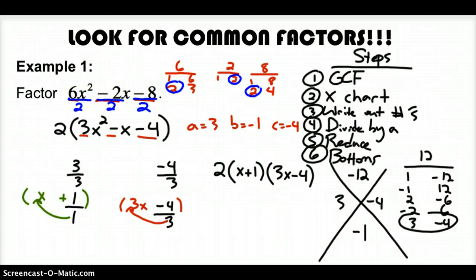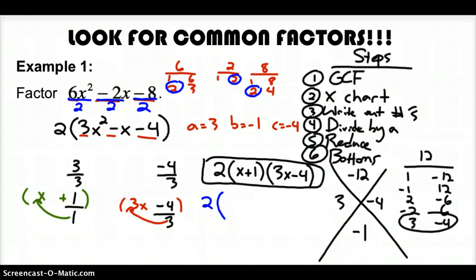Okay, now this is my final answer here. All right, now again, we can always check with FOIL. Now here's my advice when we FOIL: we put the 2 out here first and leave it, and now in parentheses we're just going to put everything else with the binomial factors here. So I'll FOIL: x times 3x is 3x squared.